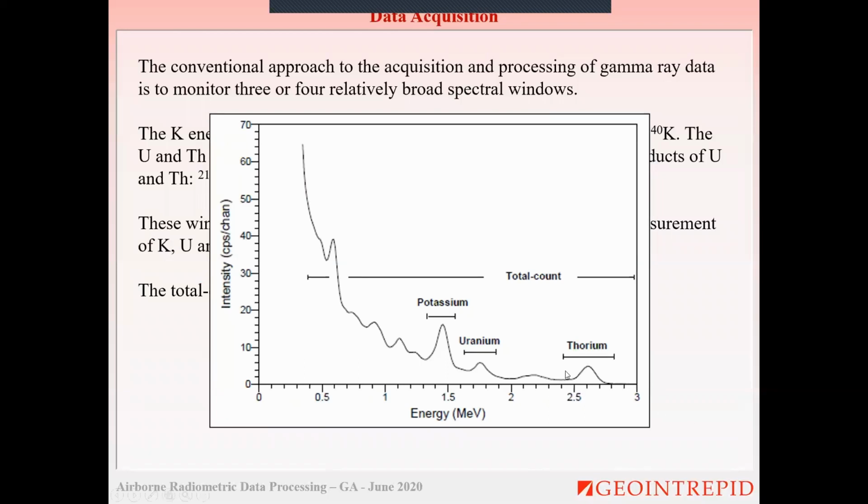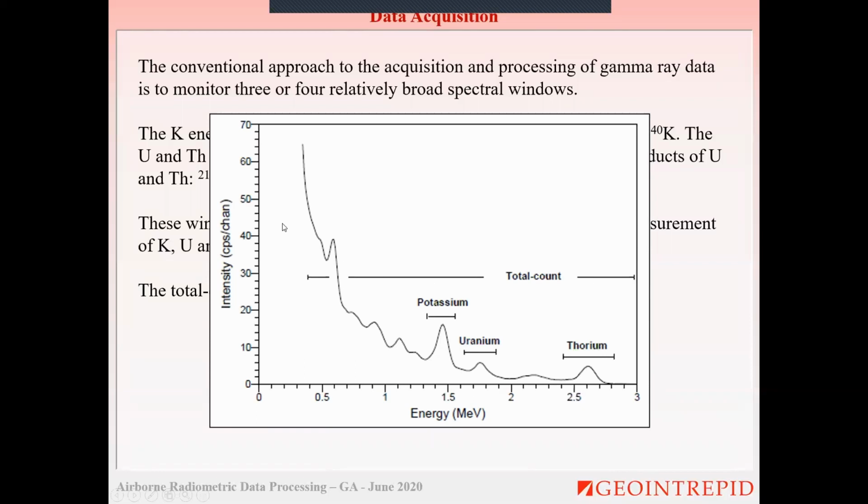So this is a standard spectrum. We have the thorium window, the uranium window, and the potassium window. Thorium peak, uranium peak, potassium peak. Here on the left side, there's a low uranium peak. And if we take all of it together, that's what we call total count, the broad window.